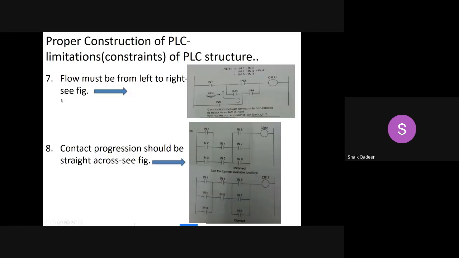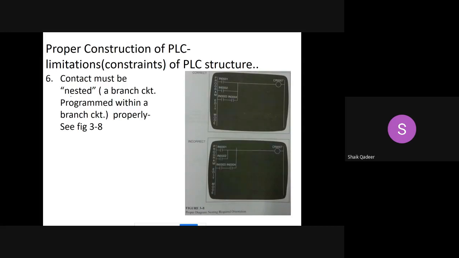Last rule, the 6th rule. The 6th rule says that contacts must be nested properly. What do you mean by nesting? This is a contact. And this is also a contact. You see, we are actually nesting. Nesting means what? This particular node, you see, this is actually a node. This is a node. To this node, contact number 1.